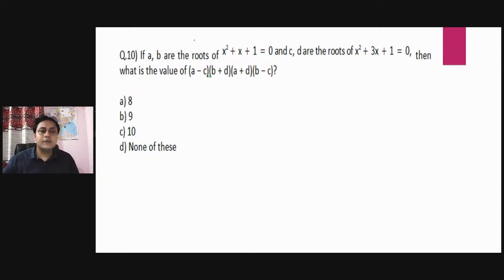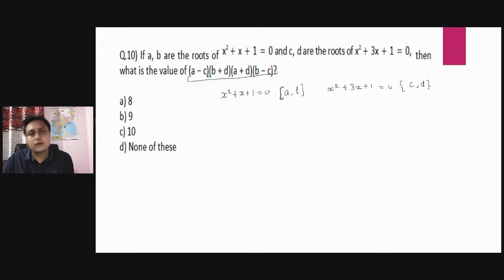So next is: if a, b are the roots of the equation x square plus x plus 1 equals 0, and c, d are the roots of x square plus 3x plus 1 equals 0, then you have to find the value of this expression, right? As given in the question, x square plus x plus 1 equals 0, so the roots of this quadratic equation are a and b, right? And the roots of the quadratic equation x square plus 3x plus 1 equals 0 are c and d, right?